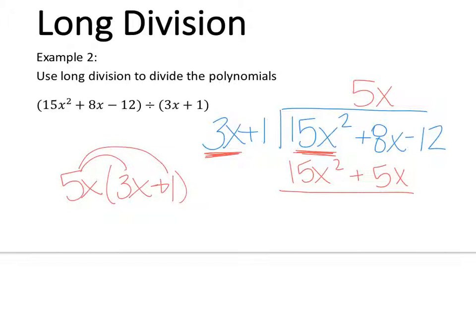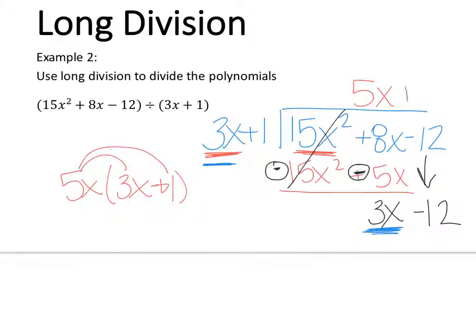I am going to subtract, so we need to change all of our signs. 15x squared minus 15x squared cancels, that should always happen. 8x minus 5x is 3x. And then I'm going to bring down what's left behind. So again here, I want this first term to match this first term. Well, 3x and 3x already match. So what I'm going to multiply in is just a 1, because if I distribute a 1 to every piece, everything just stays the same.